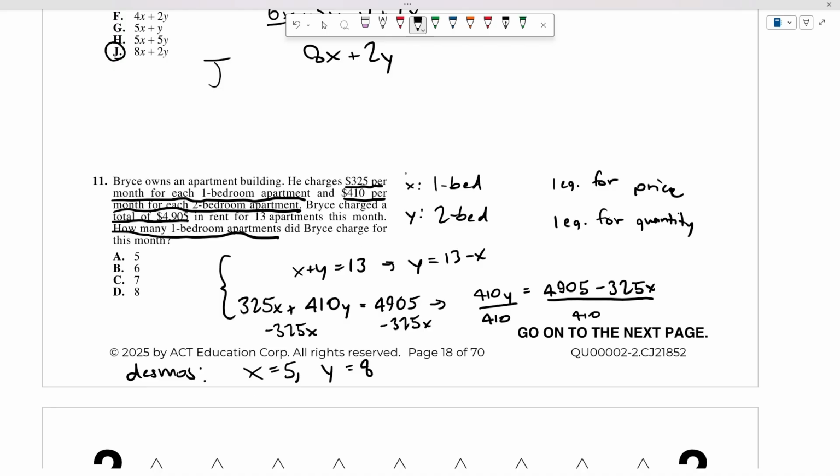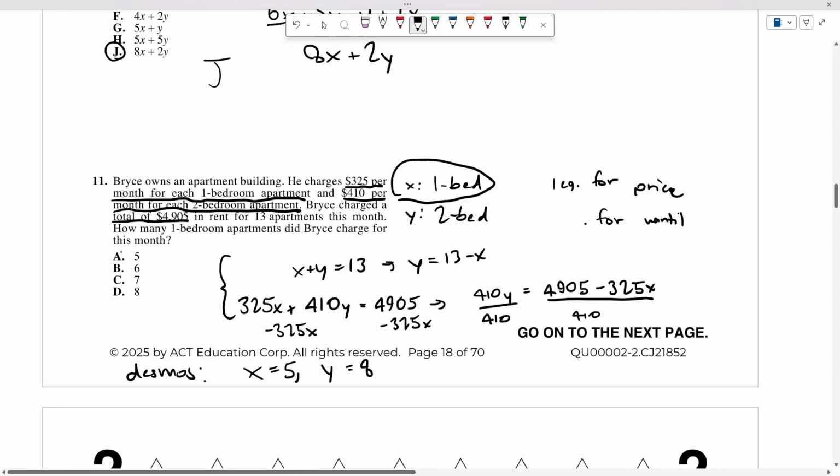Well, which one do we use as x? We use the one bed as x, and one bed is what it's asking for, right? So again, I kind of ran over, but what I did was I saw what it is asking for: how many one beds? And then is one bed X or is it Y? It's X. So that means your answer is going to be 5.